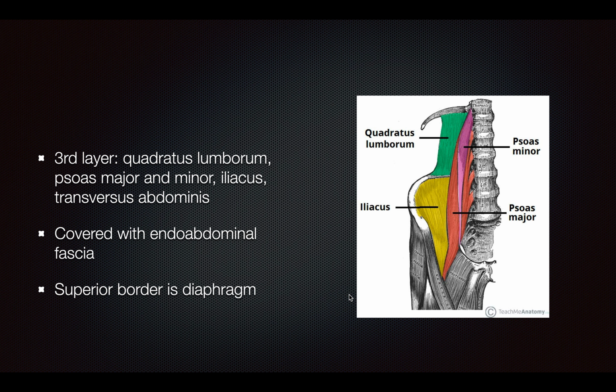Okay, so deep to that is the third layer of muscles, and it is bounded by the quadratus lumborum, the psoas major and minor, and the transversus abdominis. So that would be wrapping around all of this, right? And all of this will be covered with the endoabdominal fascia. And the superior border of this is the diaphragm.